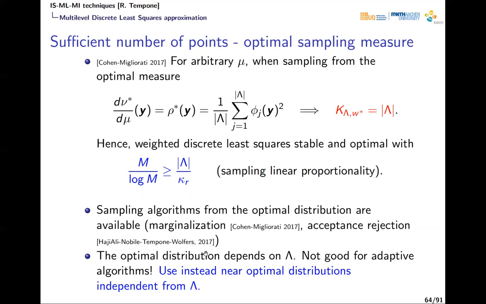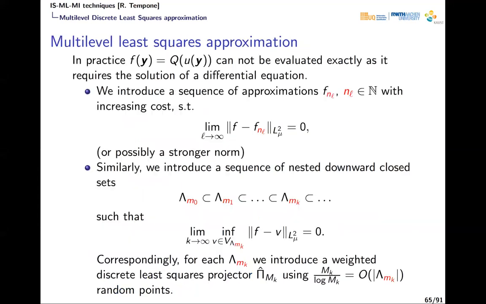We have to be careful though that if lambda is not known a priori and you need to do some adaptivity to find it, well, you may need to use a near optimal distribution that is independent from the lambda. Otherwise, you may have to, for example, start everything from scratch every time you add new functions to the projecting subspace.